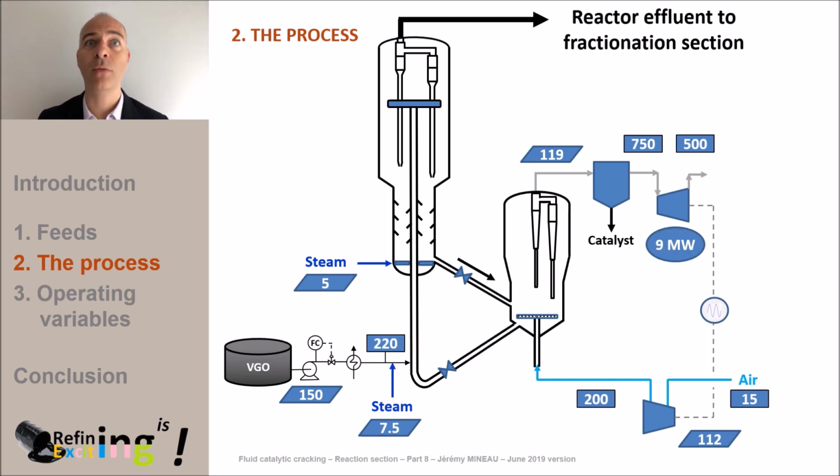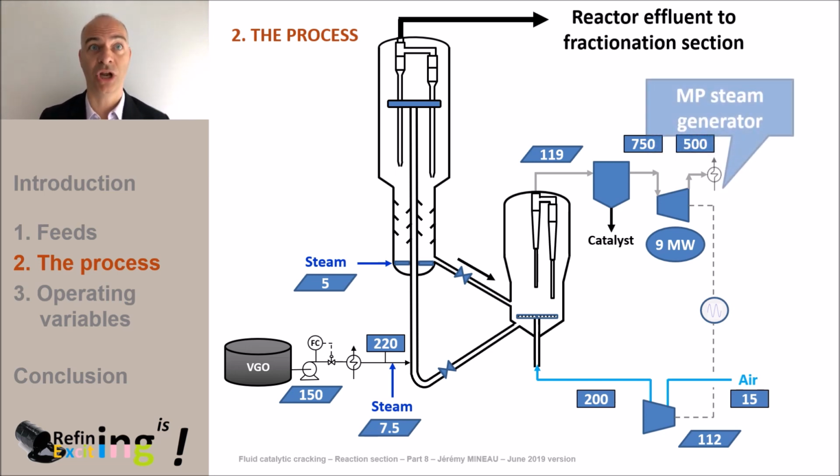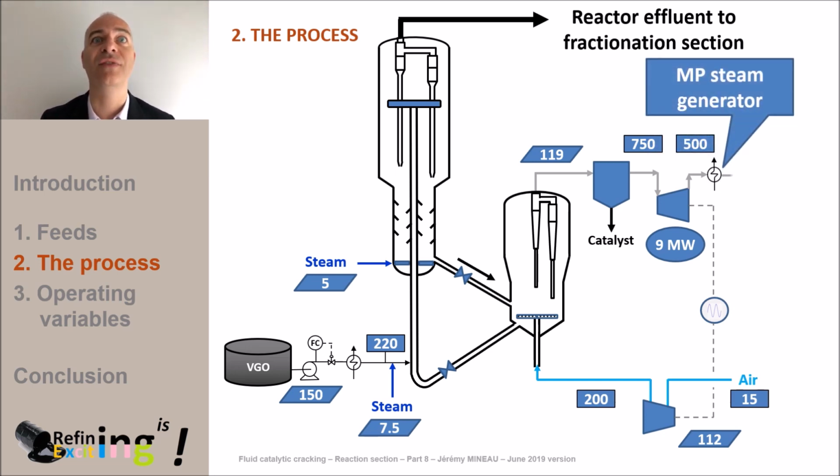At the outlet of the turbo expander, the flue gases are still very hot. Generally speaking, we take advantage of this important temperature to produce steam in a medium pressure steam generator. If the flue gases are cooled down from 500 degrees C to 350 degrees C, an energy amount of 6 gigacalories per hour can be recovered. This corresponds to a quantity of steam produced of about 10 tons per hour.